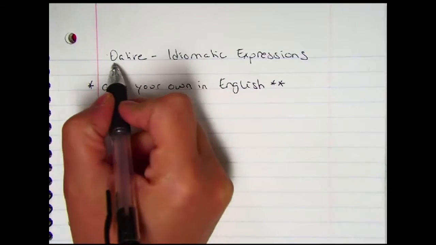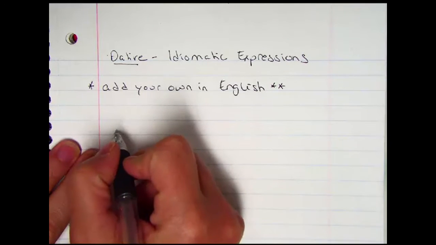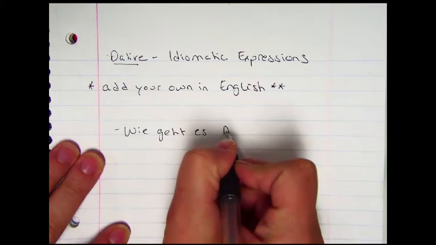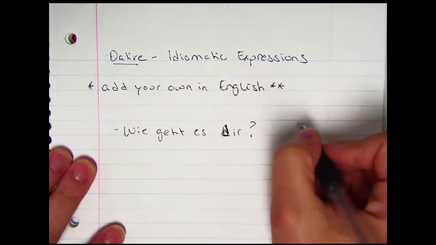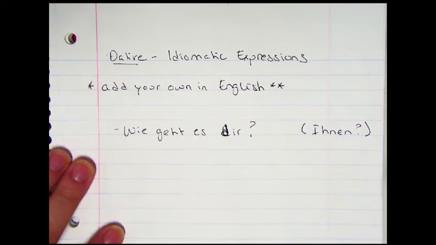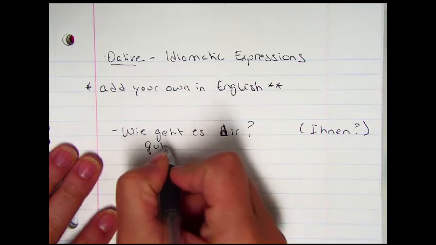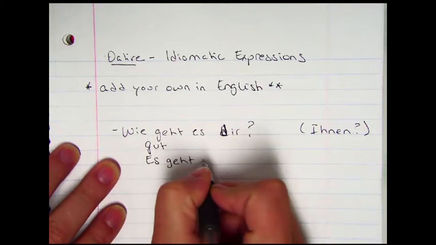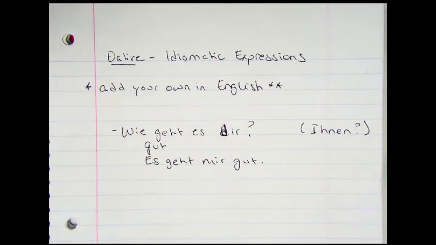Now, in dative case, we have some that you learned in German 1. For example, we have the question, wie geht es dir? Whoops, that should not be uppercase. Wie geht es dir? Lowercase d. Or, of course, informal, that dir would be Ihnen. In that case, it would actually be uppercase. An answer to that, a lot of you would just say, is gut. But the whole sentence is, es geht mir gut. So that is the entire expression.